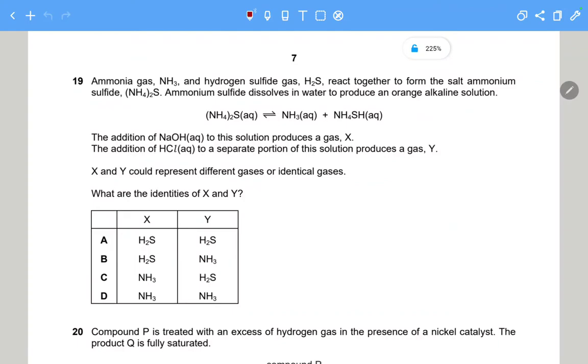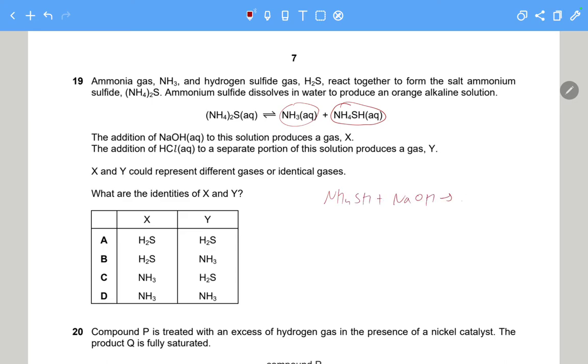Ammonia gas NH3 and hydrogen sulfide gas H2S react together to form the salt ammonium sulfide, (NH4)2S. Ammonium sulfide dissolves in water to produce an orange alkaline solution. The addition of NaOH to the solution produces a gas X. Now let's stop right there. NaOH is an alkali. It will not react with NH3 because NH3 is another alkali, but we know that alkalis react with ammonium compounds.